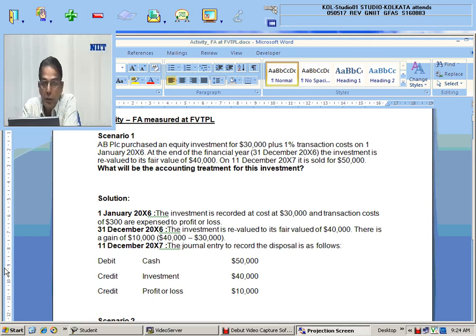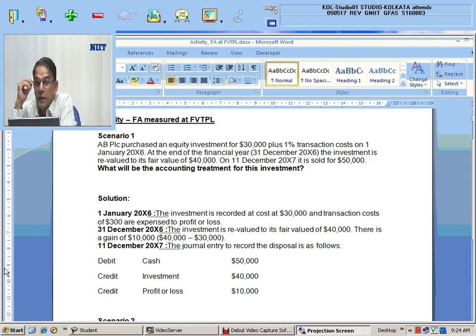On 11 December 2007, when the asset is sold for 50,000, the journal entries will be like this: debit cash 50,000, credit investment 40,000, because the investment was subsequently measured at 40,000. So the investment account shows a debit balance of 40,000. So we'll credit the investment account 40,000 and we'll credit profit or loss 10,000.